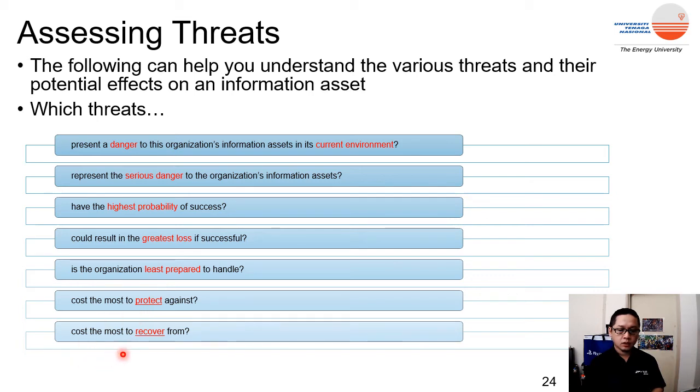And which threat costs the most to recover from? Let's say the threat of ransomware happening, and you cannot get access to your information asset. What would it cost to recover from such an incident, for example? So ask yourself, ask your team, get an honest answer, then you can properly give priority to the threat that could happen to your information asset that you want to protect. These questions can be used as a guideline when you are assessing each threat with regard to the information asset that you have listed previously.